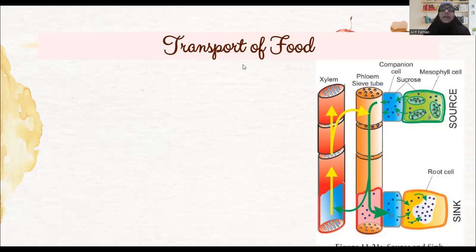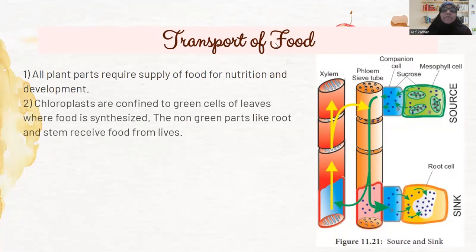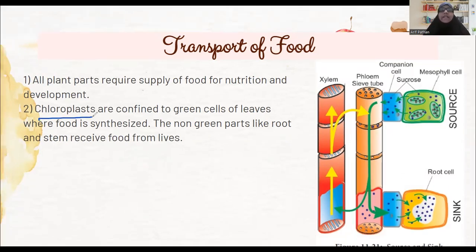In your textbook, at this level, you just have a very short topic on transport of food. Okay, so what is this basically? All plants require supply of food for nutrition and development. So that's one of the basic necessities of any living organism. We are all aware that a plant performs photosynthesis, and chloroplasts are the important organelles present in the leaf, in the green parts. So leaves are green because of the chloroplast, where food is synthesized through the process of photosynthesis.